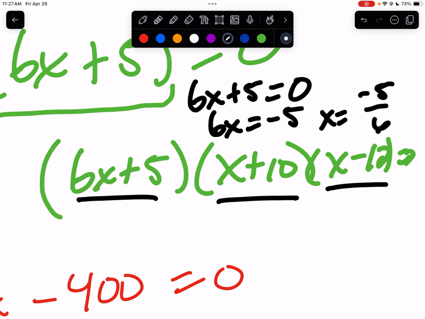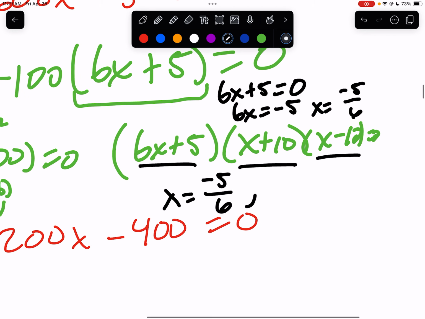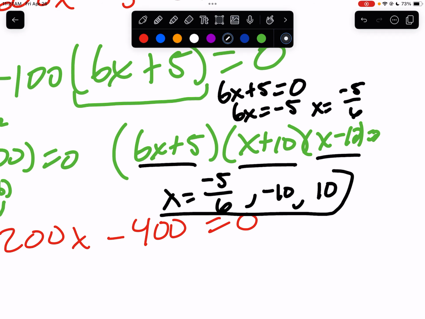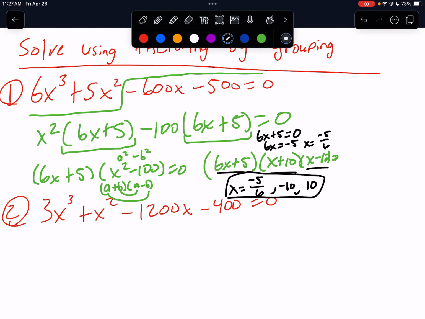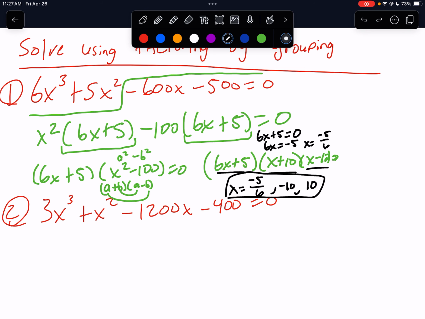I do not expect you to show all that work every time, but that's what you're doing. You could look at this equation and say, okay, I'd have to subtract 5, divide by 6. Here I need to subtract 10, and here I need to add 10. Those are the solutions to this original problem. If you take any one of those 3 numbers and plug it in up here, the answer would be 0, and that's what we're looking for.